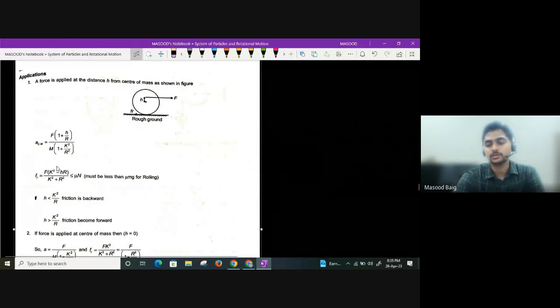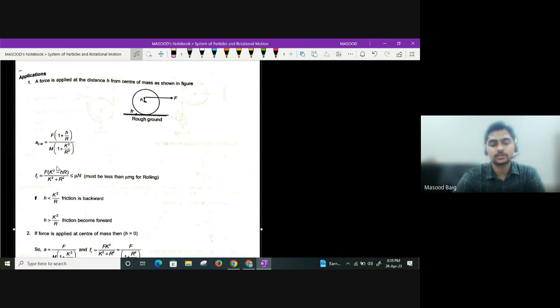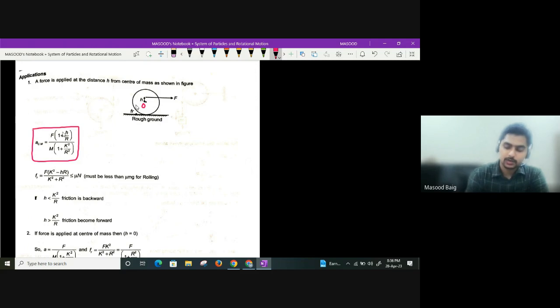And we have two cases. We have pure rolling on a horizontal surface, and we have pure rolling on an inclined surface. So let us imagine the object is performing pure rolling on a horizontal surface on application of some external force F. How is the force applied? At a distance h from the center, beta. Then in such a case we can prove again, right? Let us not focus on that again, guys. The acceleration of the center of mass will be given as the applied force into 1 plus h by r divided by m into 1 plus k square by r square.